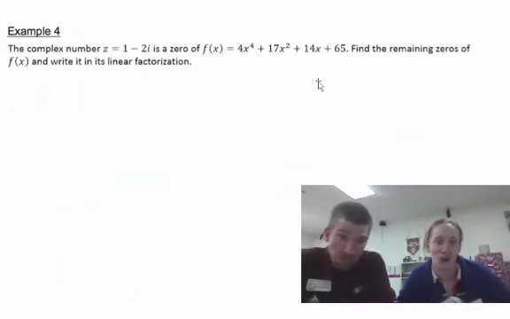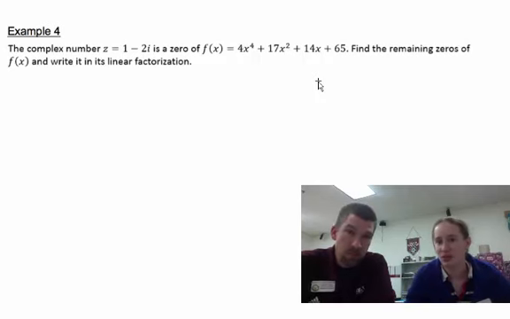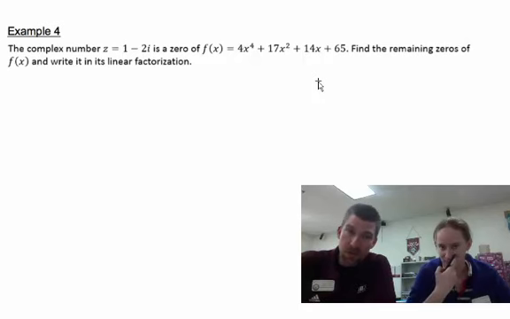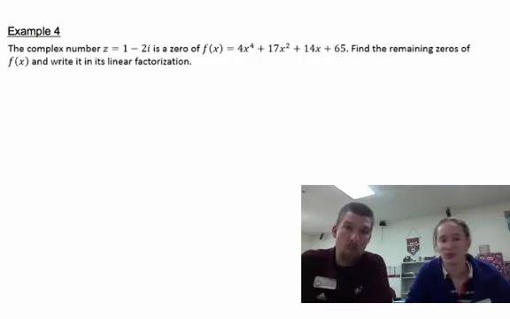Example 4. It tells us the complex number z equals 1 minus 2i is a 0 of this polynomial. Find the remaining zeros of f of x, and write it in its linear factorization. Z is almost always going to refer to an imaginary number. Instead of seeing x, a lot of times we see z because it's a complex number.